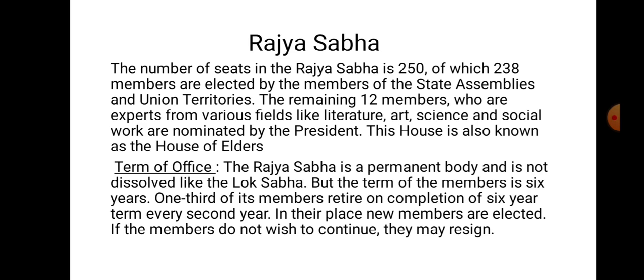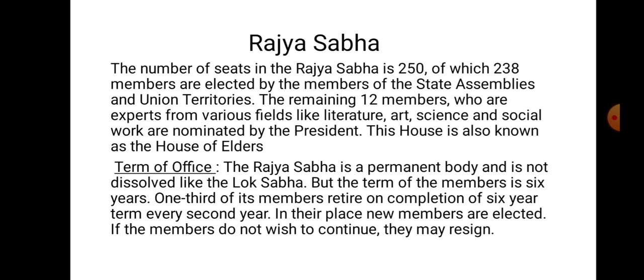In this 250 members, 238 members are elected by the members of all the state assemblies and the union territories. That means there is no direct election for Rajya Sabha. There is an indirect election to the members of Rajya Sabha, and all the elected state assembly members and the union territories will elect the members of Rajya Sabha. That is how 238 members are elected to Rajya Sabha.